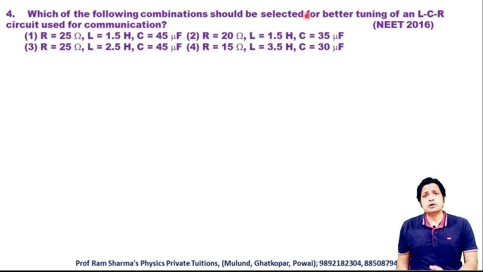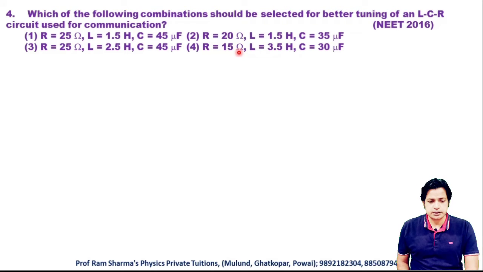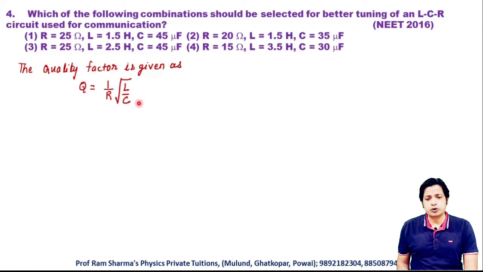The combination with the highest quality factor would be better. So what we are going to do is find out the quality factor in all 4 cases, and only then we'll get the answer. The formula for quality factor is either XL upon R or XC upon R, which translates finally to 1 by R root of L by C. So I'll use the formula 1 by R root of L by C. This is the formula for quality factor.